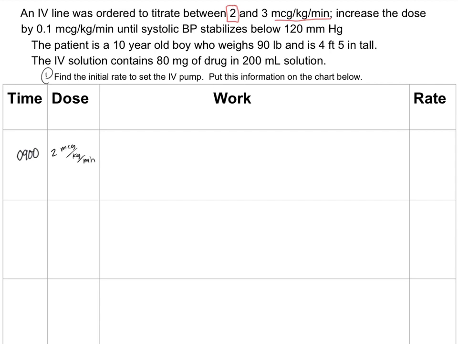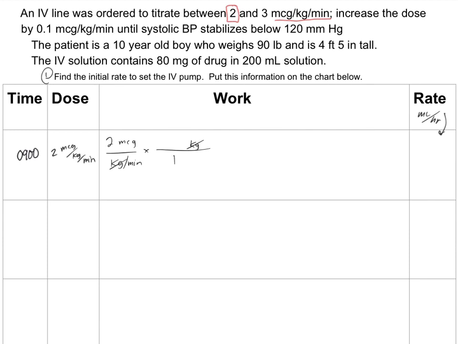And what we need to figure out is what rate in milliliters per hour we should set the pump to. So this is very much like a critical care situation that we saw in some previous videos in this module. I'm going to convert micrograms per kilogram per minute into milliliters per hour. In order to do that, as we saw with critical care, I need to multiply by the patient's weight. So I'll start by writing my dose, 2 micrograms per kilogram per minute, and multiply by the patient's weight in kilograms.